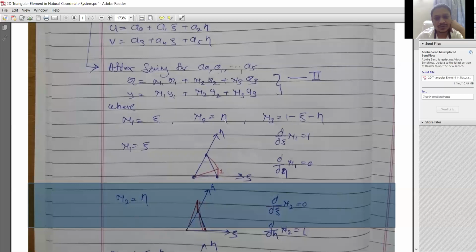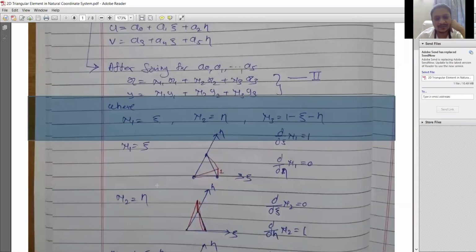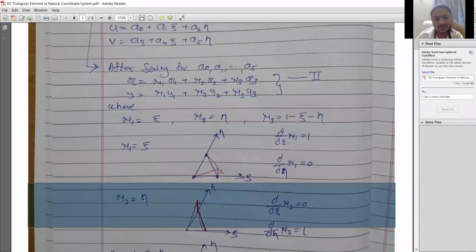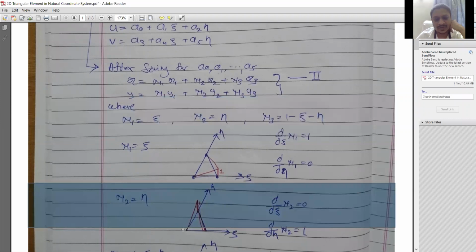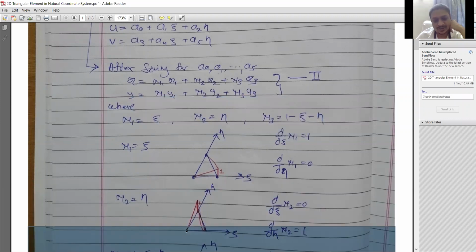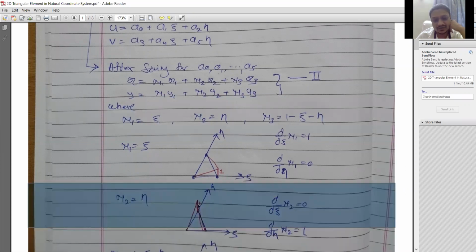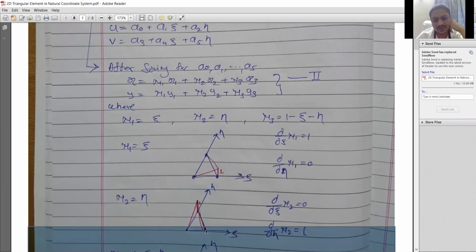Now similarly, we can plot the shape function N2. The value of N2 is nothing but eta. If you substitute the value at each and every node, you find that the value at node 1 is 0, at node 2 it is 1, and at the third node it is 0. So you get a variation like this, where the shape function value is 1 at node number 2 and 0 at node number 1 and node number 3.